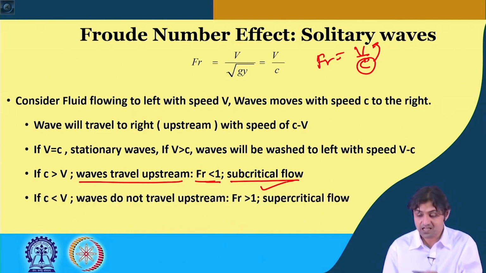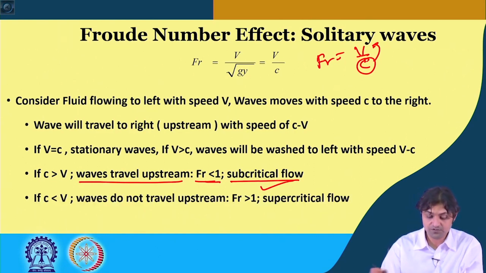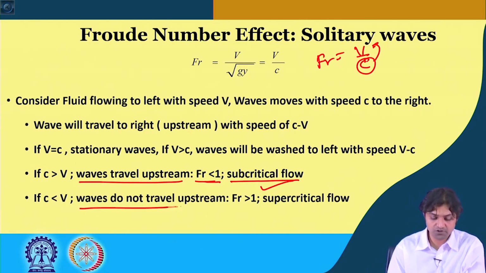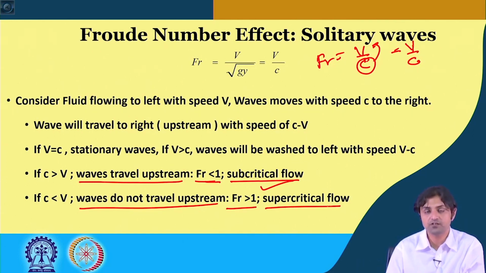If c is less than v, so that means v is greater than c, waves do not travel upstream, and because of this definition v by c, because v is greater than c, Froude number is greater than 1, and this falls into the regime of supercritical flow, all right.